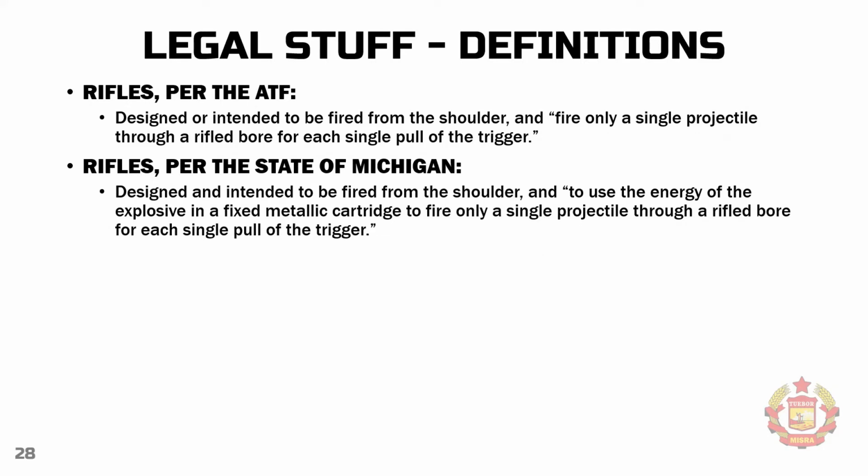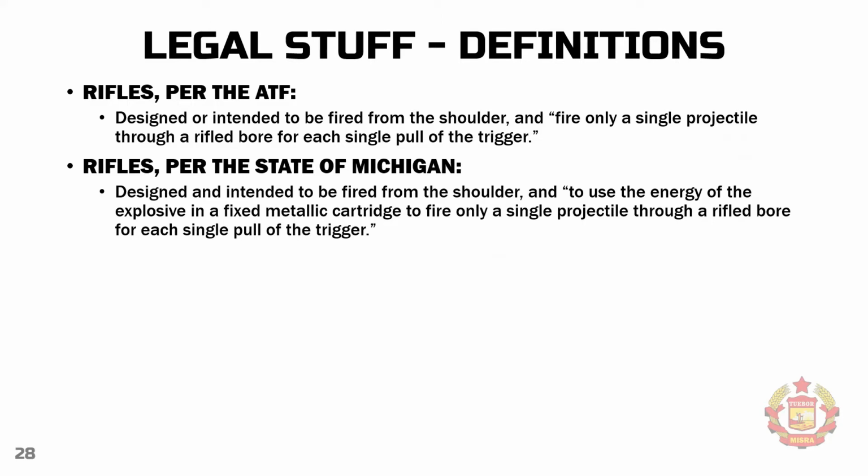Rifles, according to the ATF, are designed or intended to be fired from the shoulder and, quote, fire only a single projectile through a rifled bore for each single pull of the trigger. Rifles, per the state of Michigan, are again designed and intended to be fired from the shoulder and, quote, to use the energy of the explosive in a fixed metallic cartridge to fire only a single projectile through a rifled bore for each single pull of the trigger. A little bit different. This one specifies a fixed metallic cartridge.